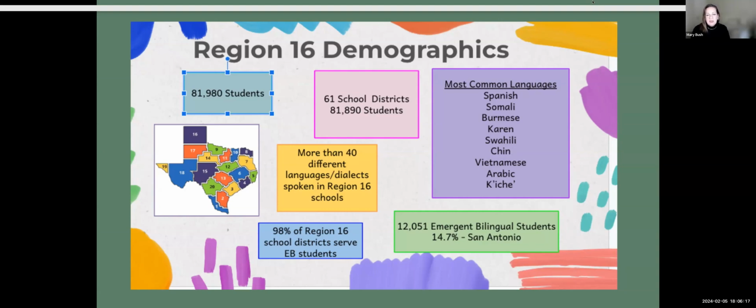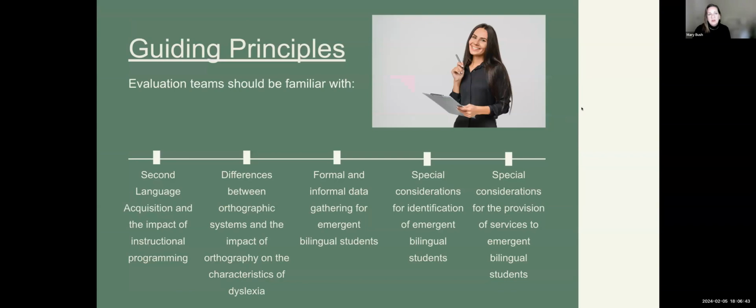In Region 16, 98% of our school districts serve emergent bilingual students. In real terms, that means only one school district has not reported any emergent bilingual students. Compared to San Antonio, we have 12,051 emergent bilingual students. That's 14.7% of our student population. And I believe it's now higher than San Antonio's. So having said all of that, that's a significant population of students.